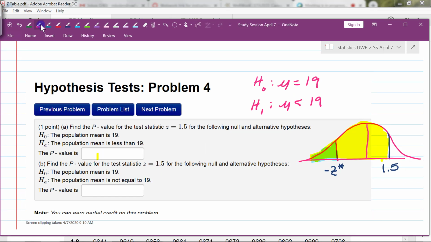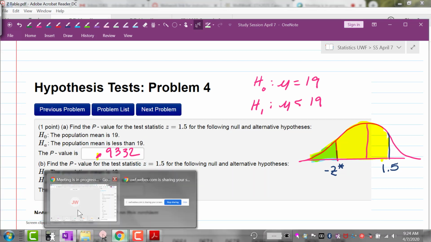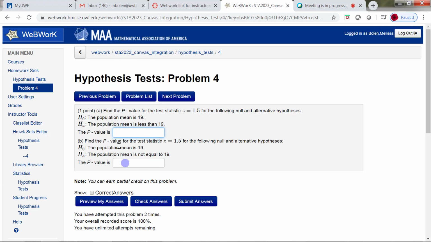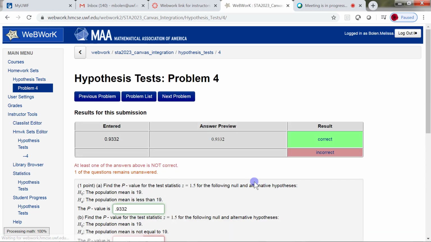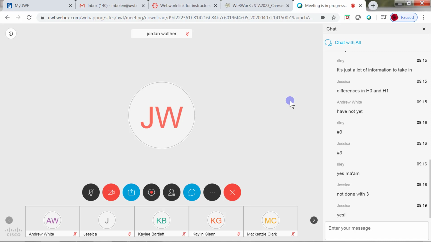Let me get a pen. 0.9332. And I can bebop right on over here and put that in on WebWork, 0.9332, and say submit answer, and it's going to check and say I did well. How's everybody on that? Everybody good so far?